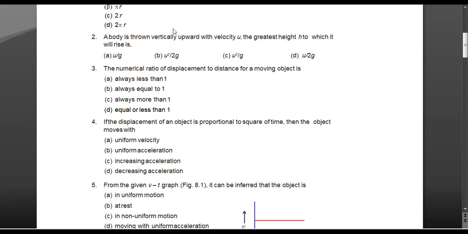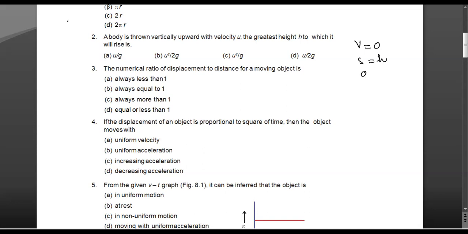So let's solve this question. In the question it is given that a body is thrown vertically upward with a velocity u, meaning its initial velocity u, and it is being asked what will be the greatest height it reached. If the time is not given, we know that when a body reaches its topmost height, its final velocity will become 0. We have the height as h, or displacement as h.